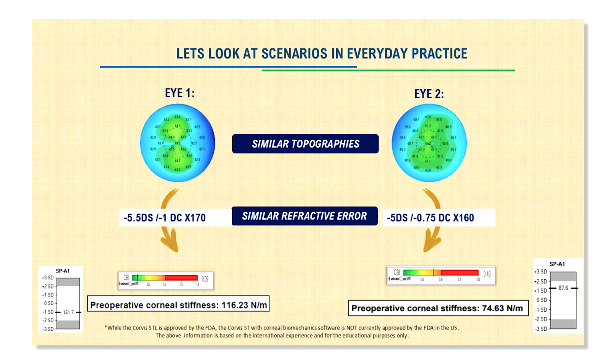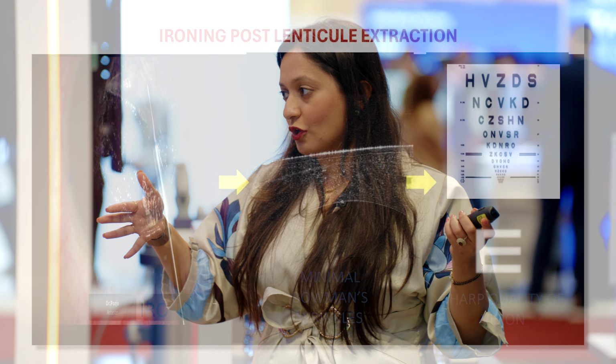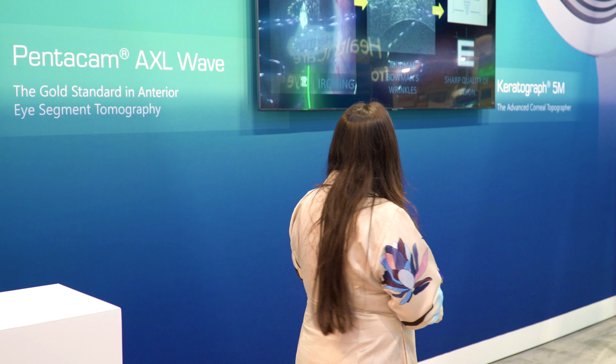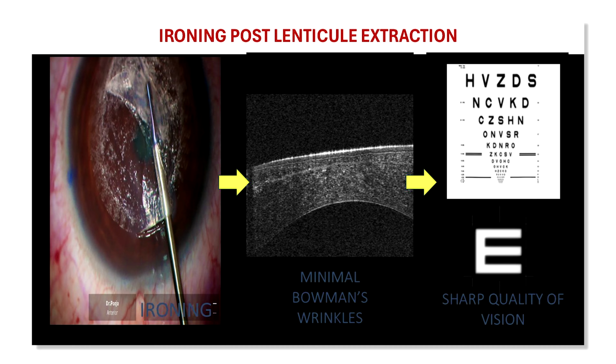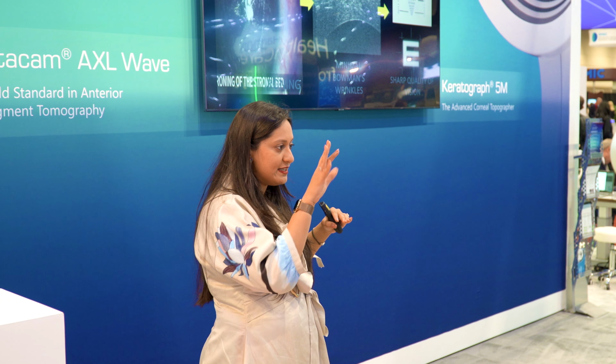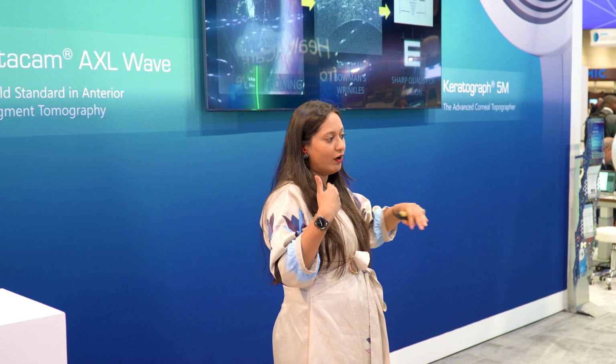Preoperatively, the first set of patients is going to have a very, very stiff cornea, where your CBI and the stiffness parameter, SPA1, are going to be extremely on the higher side, whereas the other patient is going to have relatively okay biomechanics, not so strong, not so weak. What do you do? You don't stop doing the surgery. You can always do the surgery, but you can navigate the energies intraoperatively. The second thing is, as soon as you remove the lenticule, you can iron out the cap intraoperatively, which will reduce the Bowman's wrinkles. It will have lesser intrastromal or interface edema, and that's how the patient will have a better quality of vision.